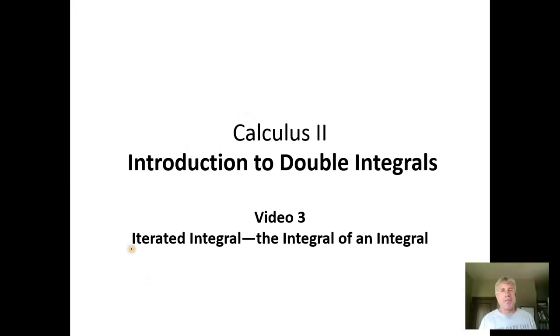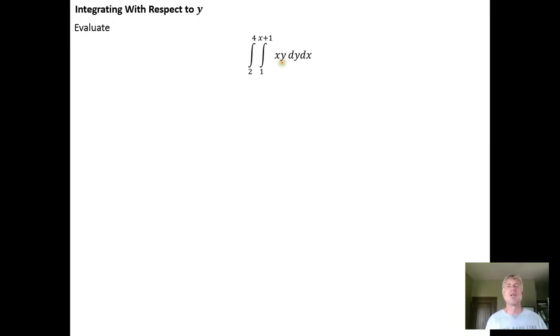So in this video we're going to look at finding an iterated integral, or in other words an integral of an integral. So here I have the integral from 1 to x plus 1 and 2 to 4 of xy dy dx. So what I want to recognize first is I'm integrating first with respect to y and then second with respect to dx. So there's a sense in which we can rewrite this integral as the integral from 2 to 4. I'm going to leave a little space on purpose, and then from 1 to x plus 1.